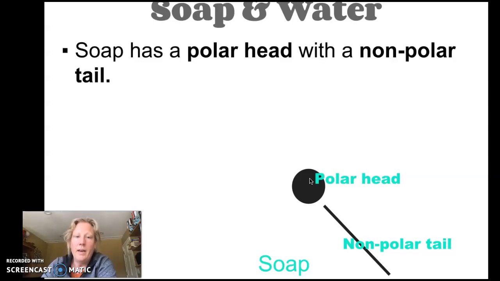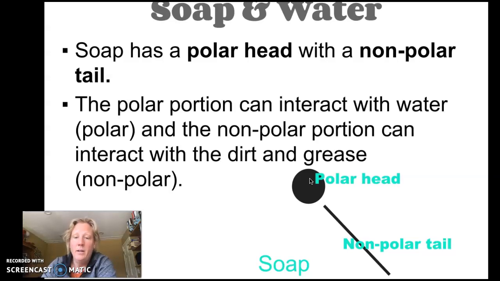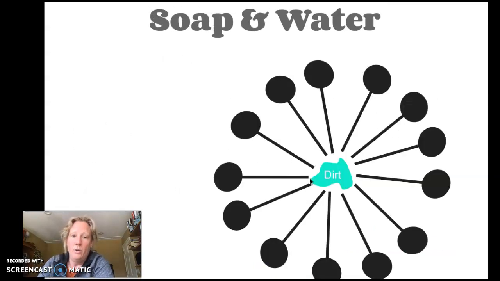Because of that dual nature of the soap, the fact that it's polar on one end and non-polar on the other, it can interact with water and that other non-polar thing. What it'll do is form a kind of circle and surround that oil or the dirt or something that's not water soluble on its own. And then you can flush it down the drain, or rinse it off that poor little duck or penguin.